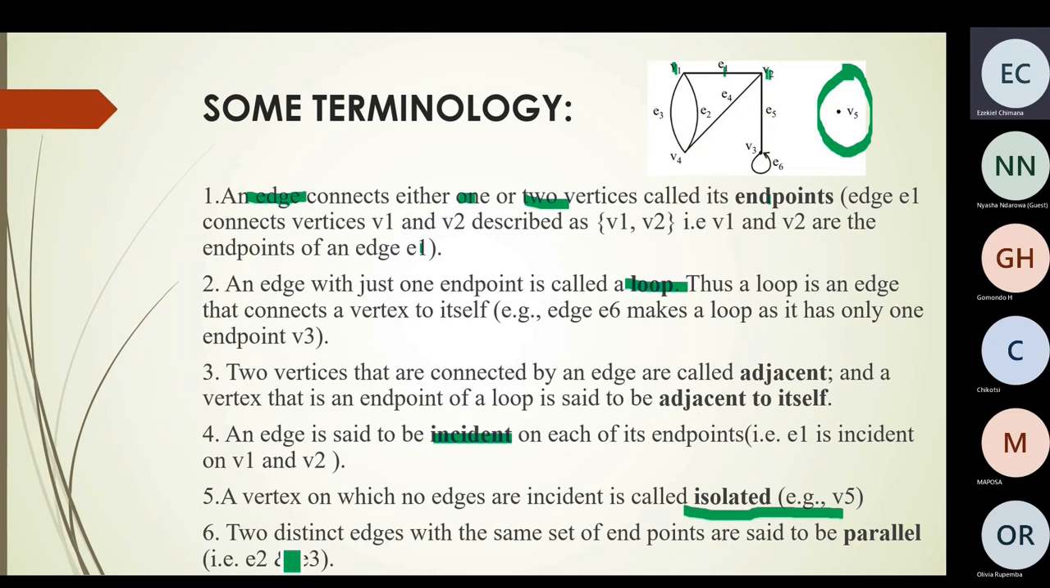That is E2 and E3. We've got E2 and E3. These ones are parallel. Why? Because they have got the same start point and the same end point. Their endpoints are all the same. So they are parallel. You can go this way or you can go this way, or you can go this way or you can go this way. So they are parallel edges.